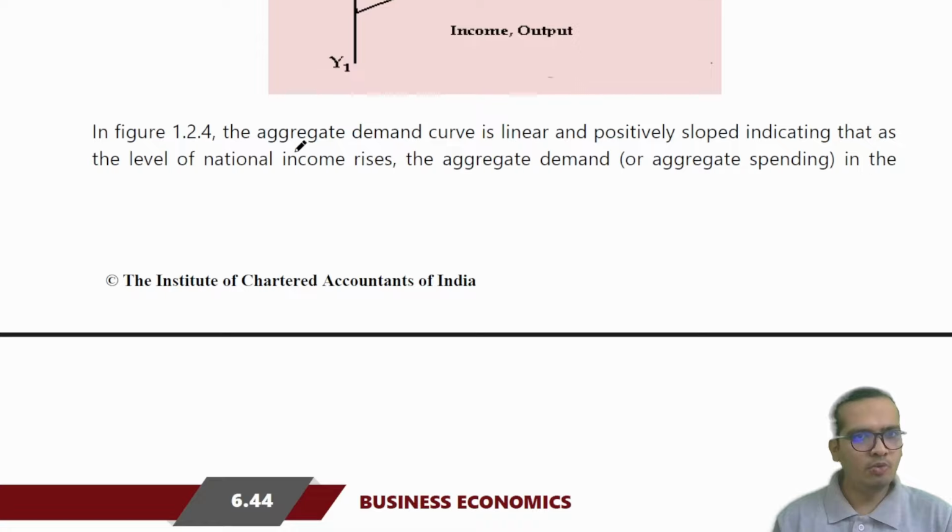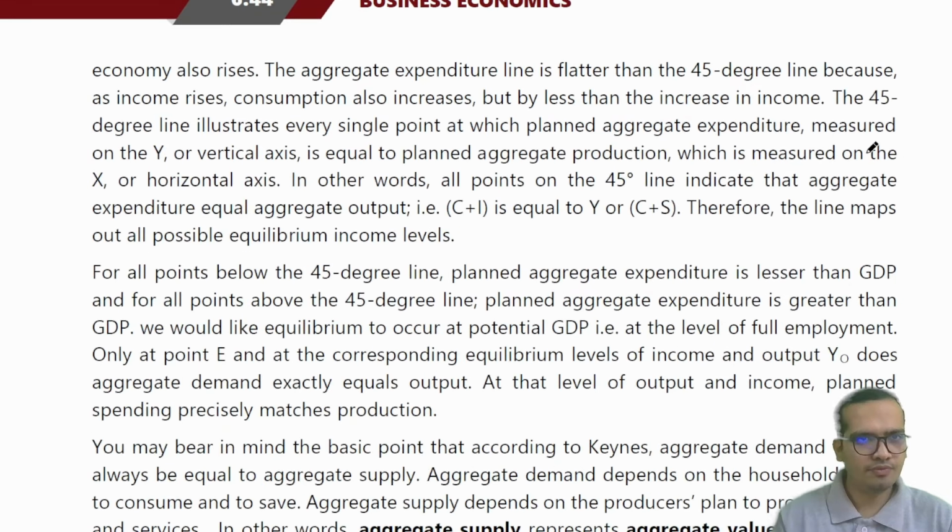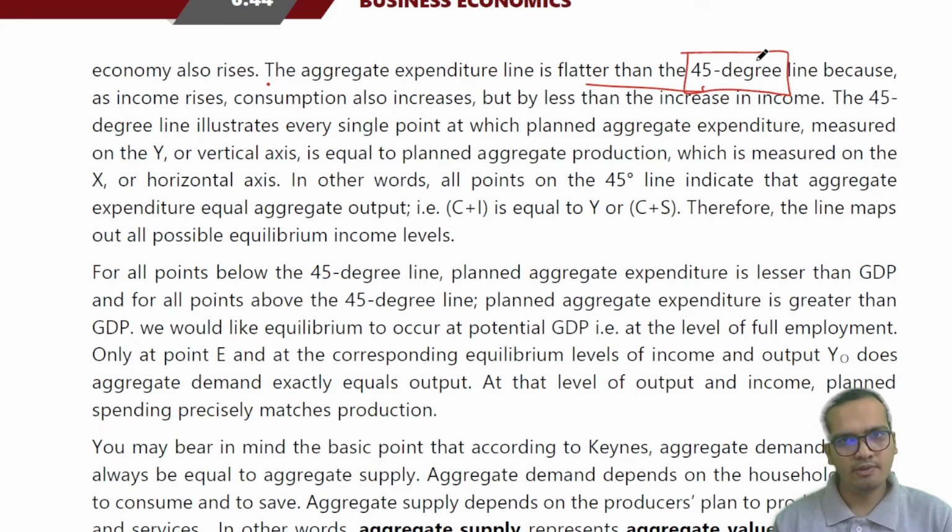In figure 1.2.4, the aggregate demand curve is linear and positively sloped, indicating that the level of income rises as the aggregate demand or aggregate spending in the economy also rises. The aggregate expenditure line is flatter than the 45-degree line because as income rises, consumption also rises, but by less than the increase in income. So the percentage is not the same.